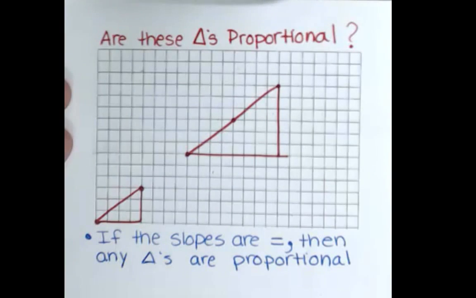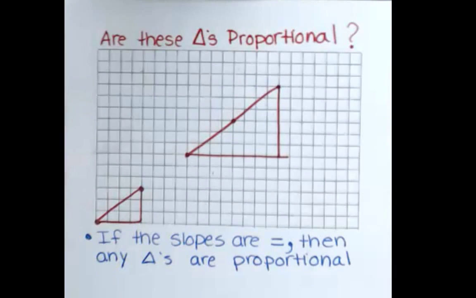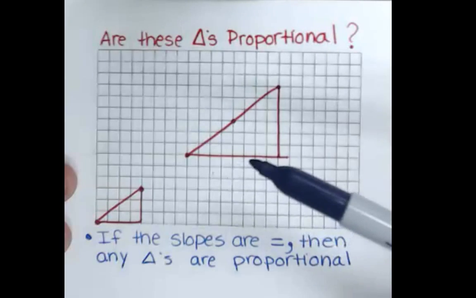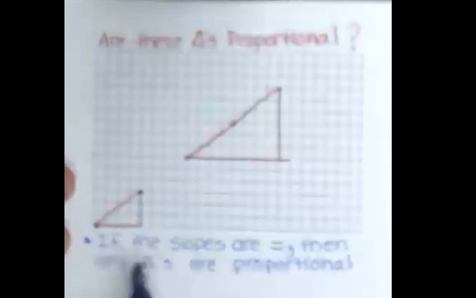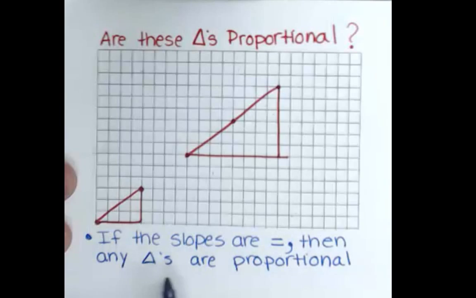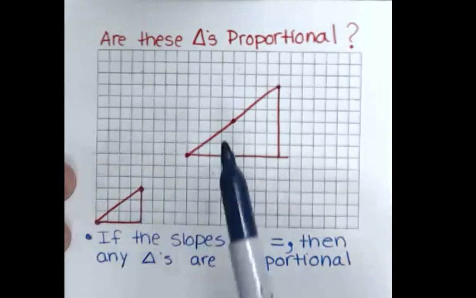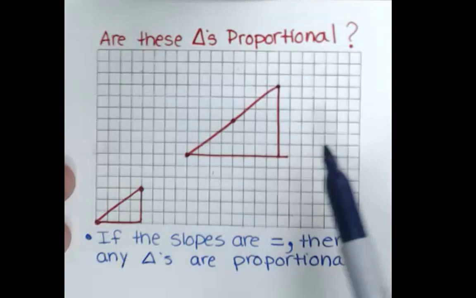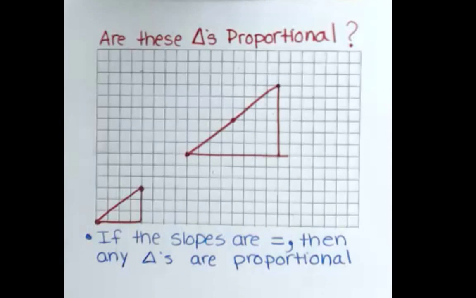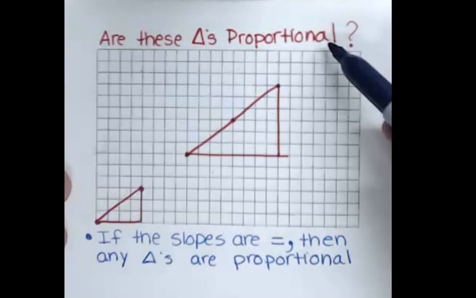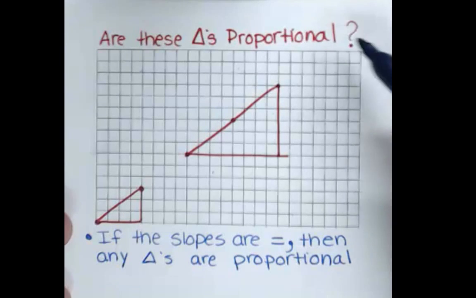Today's Bellwork is to determine if these triangles are proportional. The only way we can determine if these triangles are proportional is if their slopes are equal. So we must look at the slope of this line and this line, simplify it, and determine if they are equal. And if they are equal, then we can prove that they are proportional.